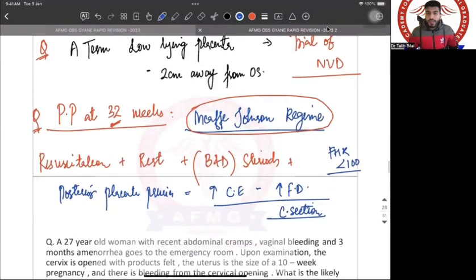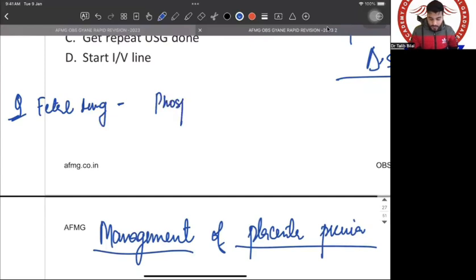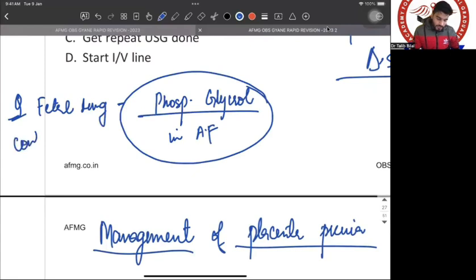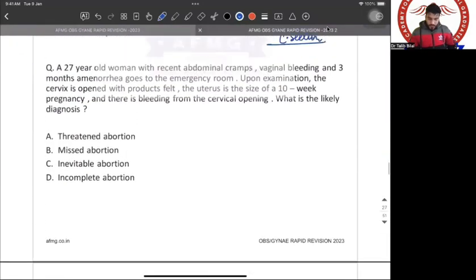Okay, and give betamethasone and dexamethasone for the fetal lung maturity. And what was the question asked, guys? Confirmation of the fetal lung maturity. The presence of phosphatidylglycerol in amniotic fluid is a confirmation of the lung maturity. You can also go with the LS ratio, lecithin sphingomyelin ratio, guys. So these are the tests for the confirmation of the lung maturity.